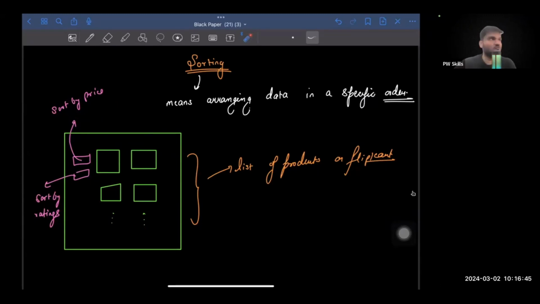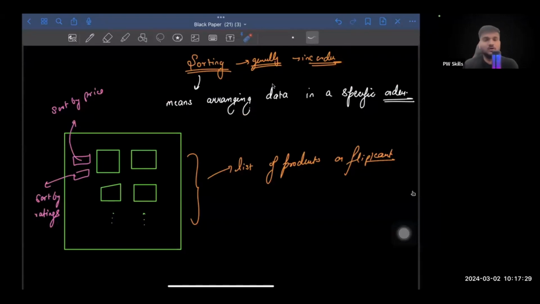Sorting is one of the most fundamental problems that actually exist in computer science. And there are different ways to do sorting. A lot of times people think that sorting means arranging data in increasing order. That's not a correct definition of sorting. Sorting means arranging data in any specific order. Generally, people mean that we are trying to arrange the data in increasing order, but that doesn't make it the definition of sorting.